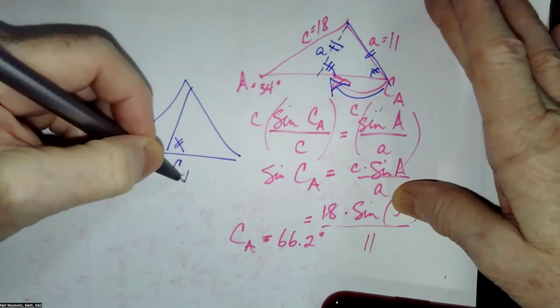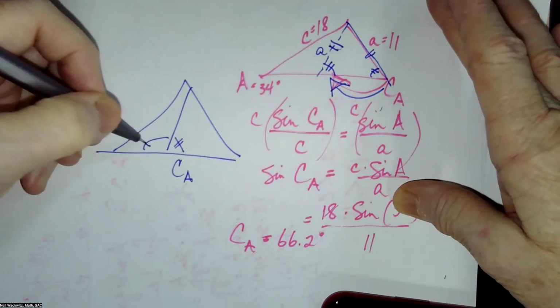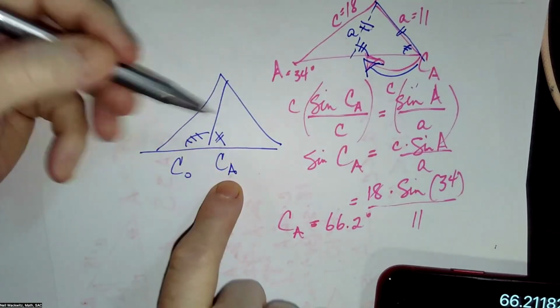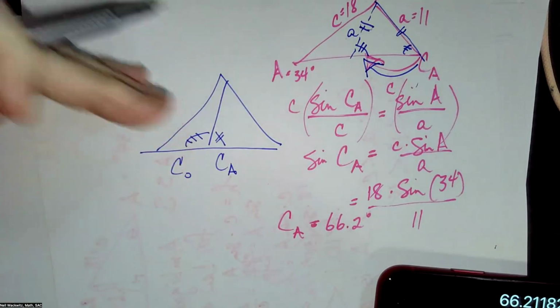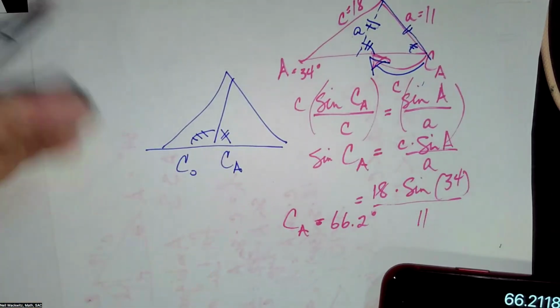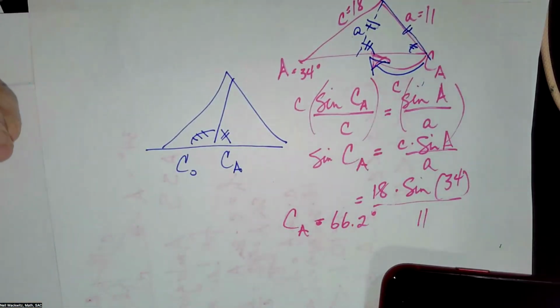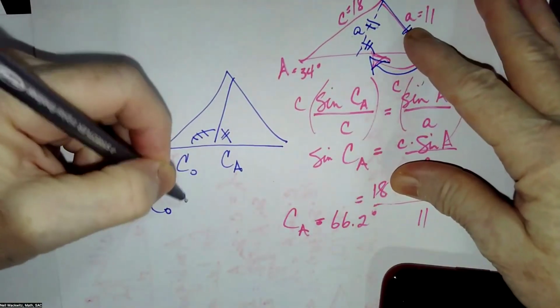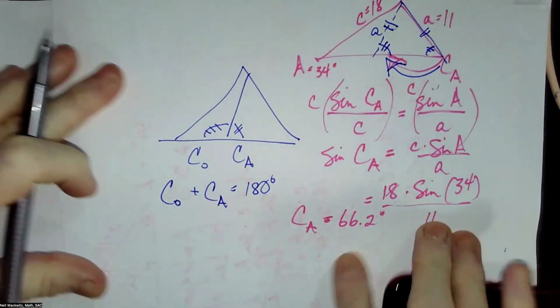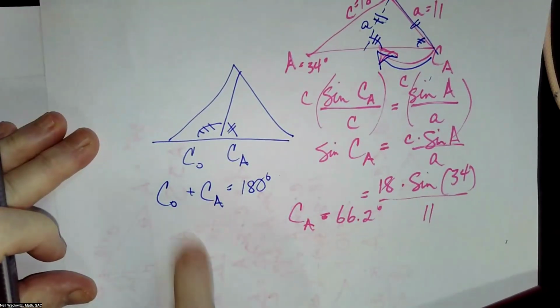This angle is C acute. What do I know about C obtuse and C acute if this is the configuration? Here's C obtuse, here's C acute. What do I know about them? They equal 180. Perfect. C obtuse plus C acute equals 180 degrees. We already found C acute, so let's go ahead and find C obtuse.